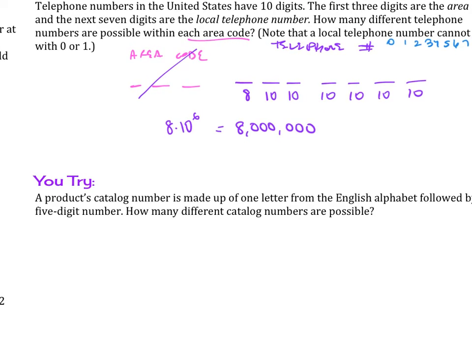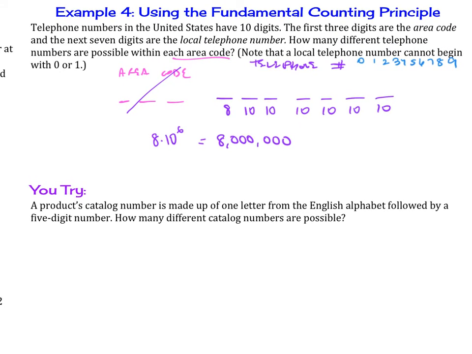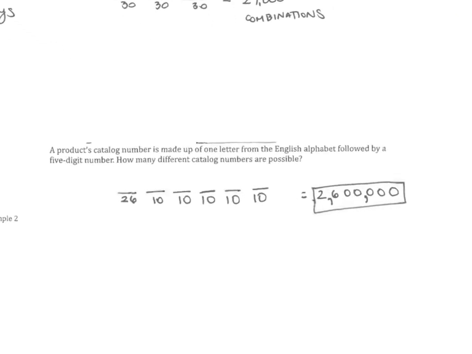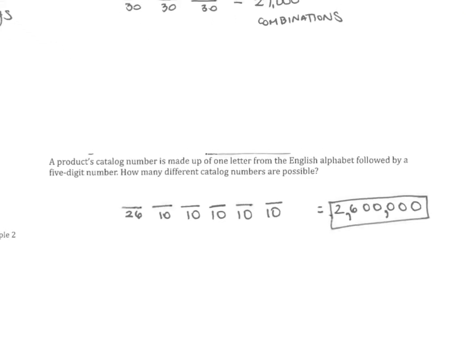So try this example. A product catalog number is made up of one letter from the English alphabet followed by a 5-digit number. How many different catalog numbers are possible? So trying this out, the first place is the letter in the alphabet. There are 26 letters in the alphabet. And then it says 5-digit number. So again, you have 10 choices for each position there. It's 26 times 10 to the 5th power, or 2,600,000 choices.